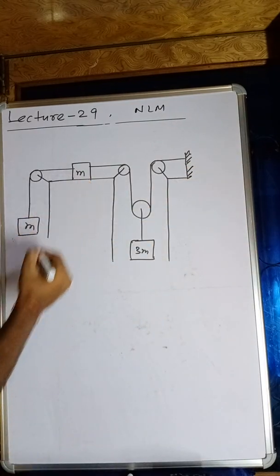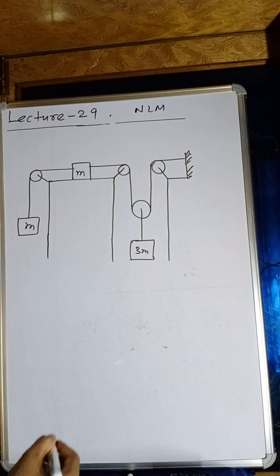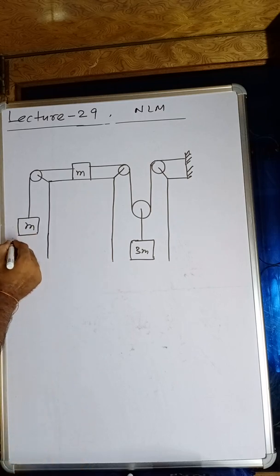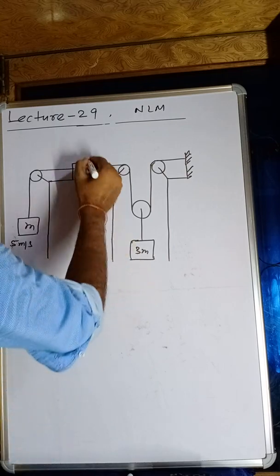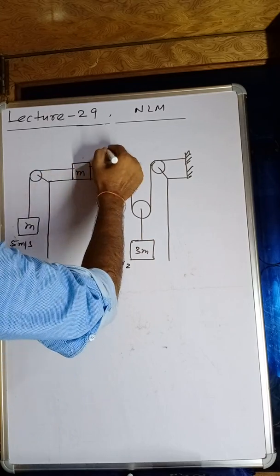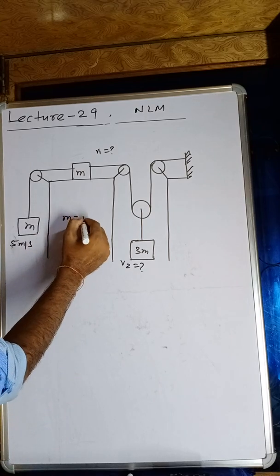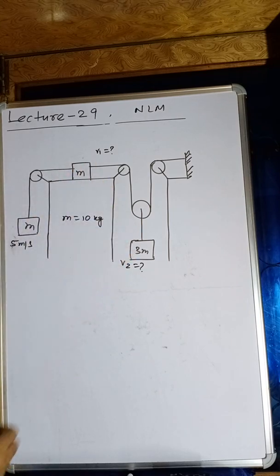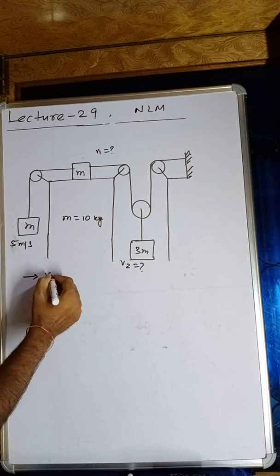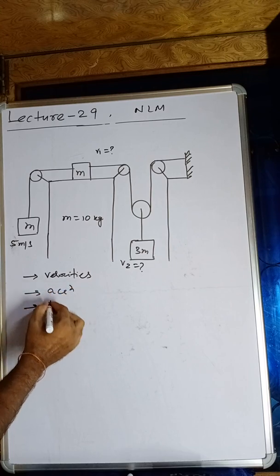It is the mass m. Here it is also m. The thrice m. You have to find the velocity. If the velocity of this block is 5 meter per second, you have to find the velocity of all the blocks, v1 and v2. Here I am not giving the direction. You have to find the direction as well. What you have to find? If m is 10 kg, everywhere it is 30 kg, then first you have to find velocities, second acceleration, and third tension in each string.